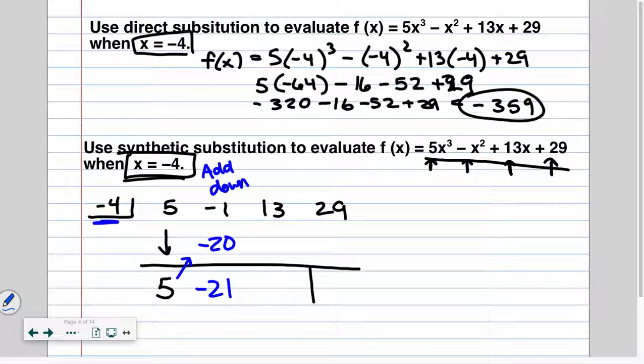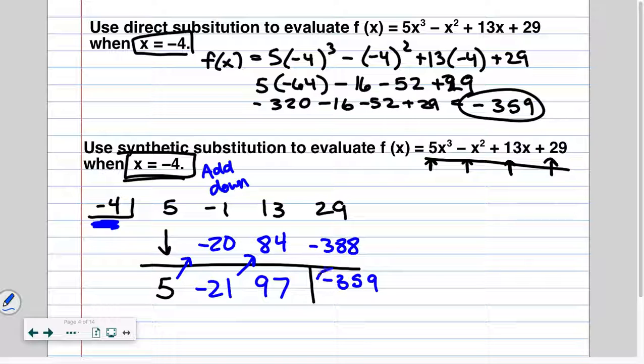And then we repeat the process. We take -21 and multiply it by -4. -21 times -4 is +84, and we write that in the diagonal place. And we're going to repeat this process. We add straight down, and we get 97. And we'll repeat the process again. 97 times what's in the box, -4. 97 times -4 is -388. And again, we'll add straight down. 29 plus -388 is -359.